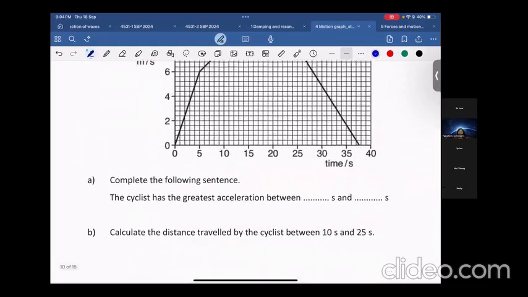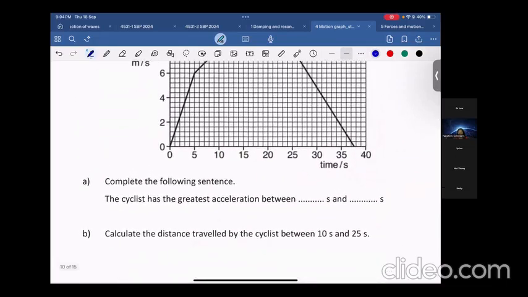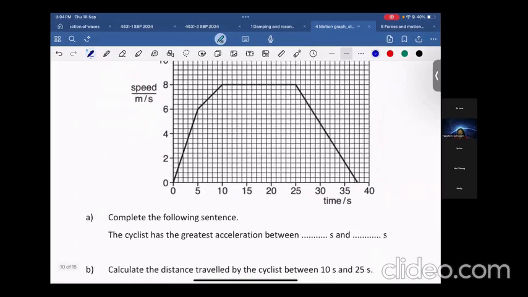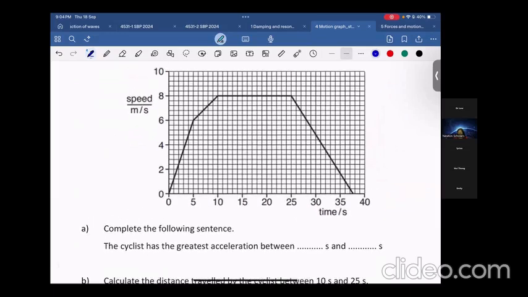Okay boys and girls, we go to the next. The cyclist has the greatest acceleration between what second and what second? Between what seconds do we have the greatest acceleration?